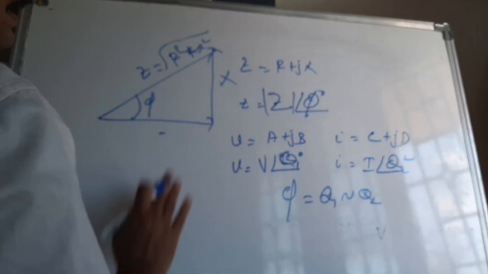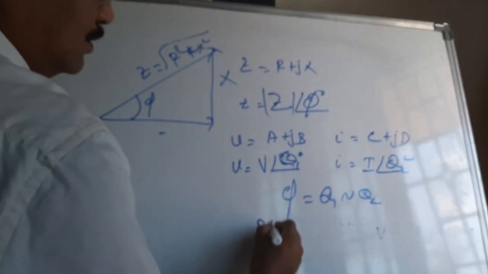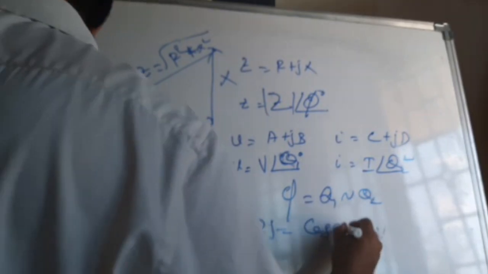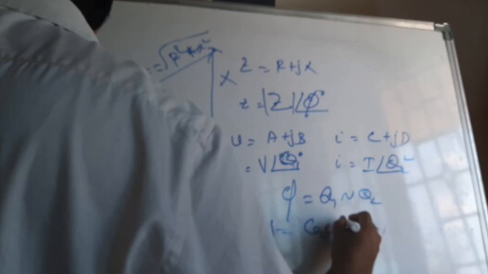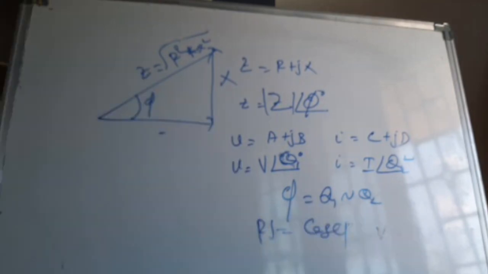So PF is cos phi. PF is equal to cos phi. Okay? PF is equal to cos phi.